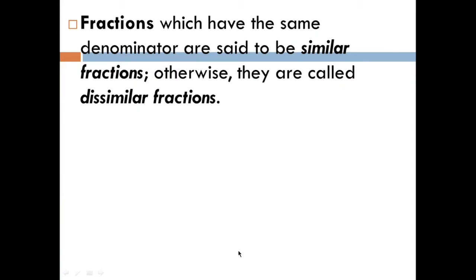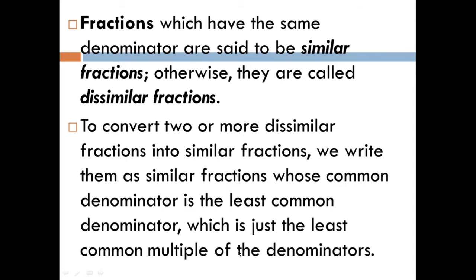Fractions which have the same denominator are said to be similar fractions. Otherwise, they are called dissimilar fractions. If the fractions have the same denominator, for example, 1/2 plus 1/2, those are similar fractions. If, for example, 1/3 plus 1/5, those are dissimilar fractions because the denominators are different. To convert two or more dissimilar fractions into similar fractions, we write them as similar fractions whose common denominator is the least common denominator, which is just the least common multiple of the denominators. That is where getting the LCD or LCM comes in.